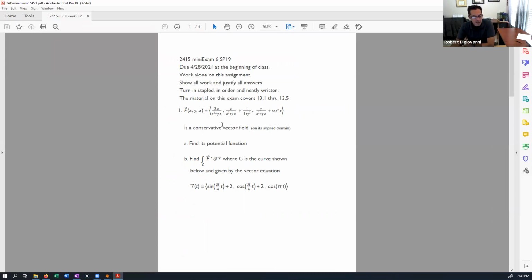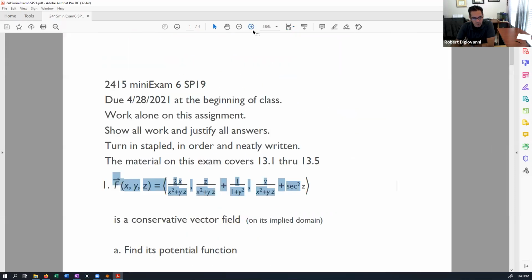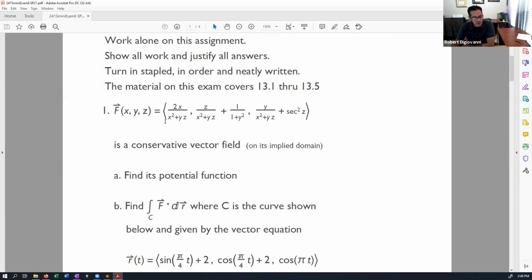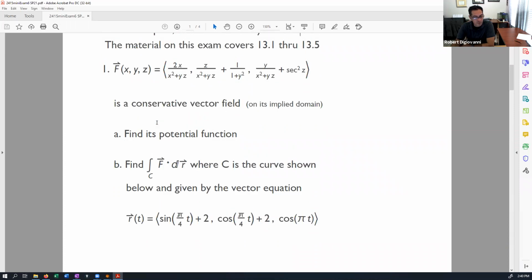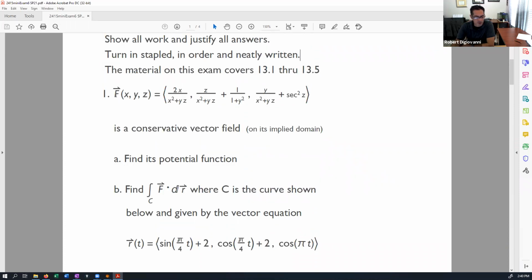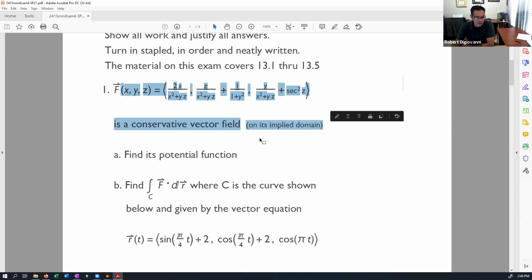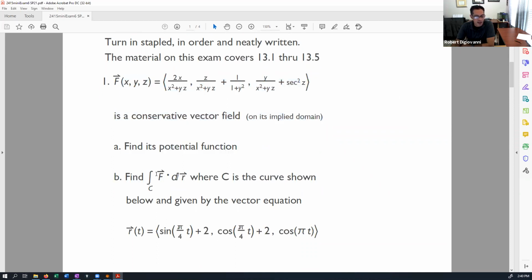Okay, so as of last class, we can now do this. Is this a conservative vector field? Well, it's three-dimensional, right? Is it conservative? Well, check, right? Find its, oh wait, hold on, sorry, I misread that. It's telling you it is a conservative vector field. Find its potential function and then do this.